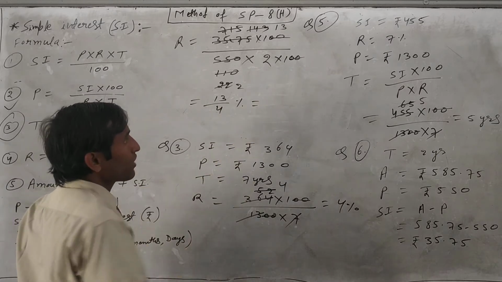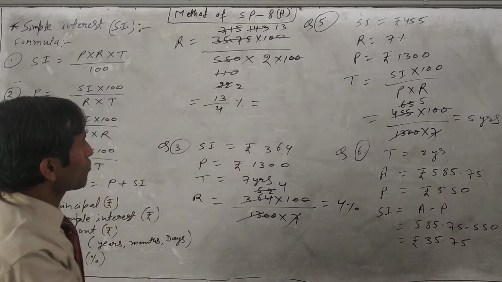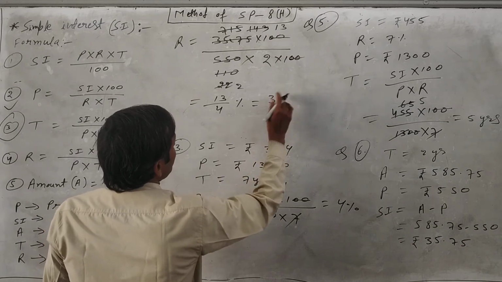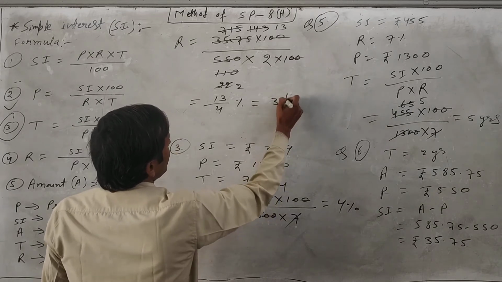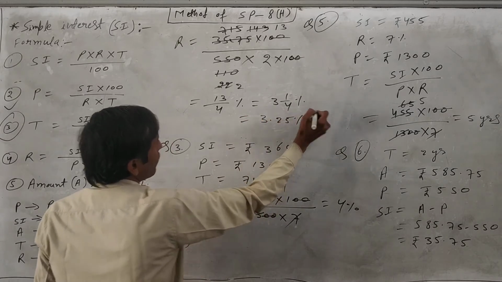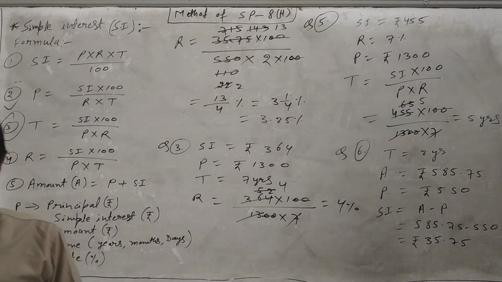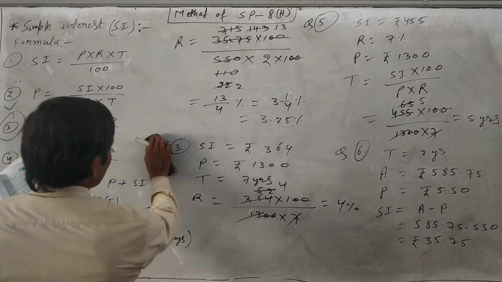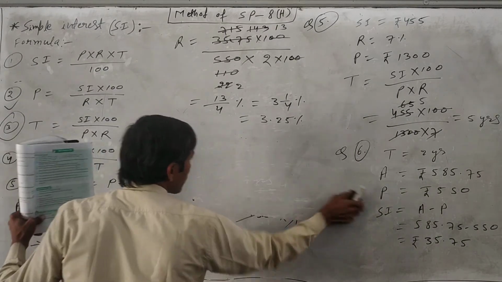And if you want you can convert into point also. So it will come 3 and 1 upon 4%. Or you can write 3.25%. Okay, this is the final answer of the rate. Question number 6. Now 7th question, just try yourself. We will do question number 8.